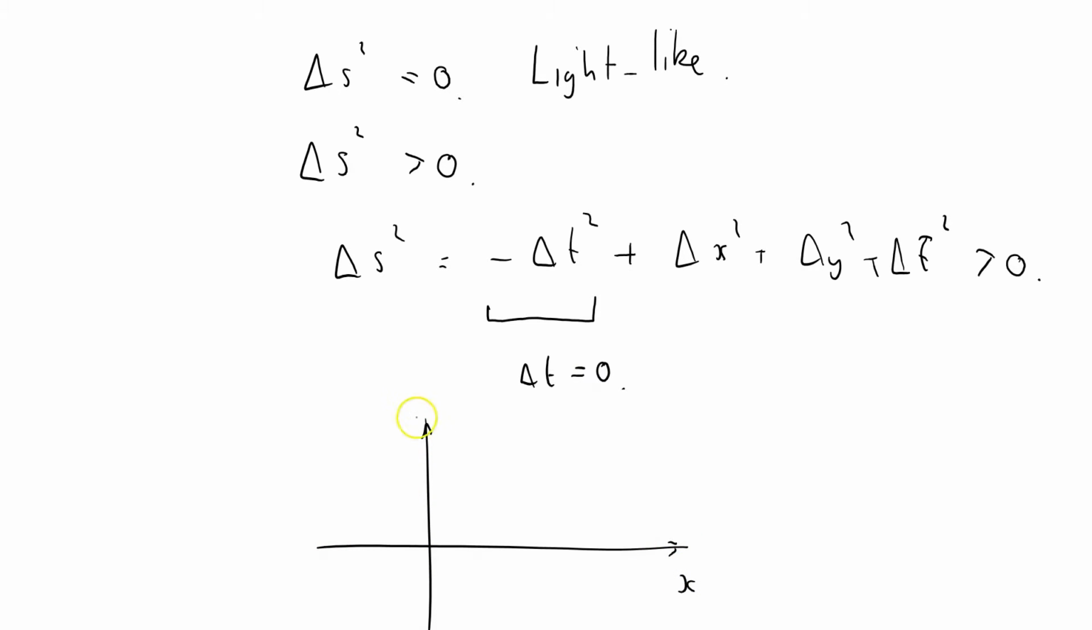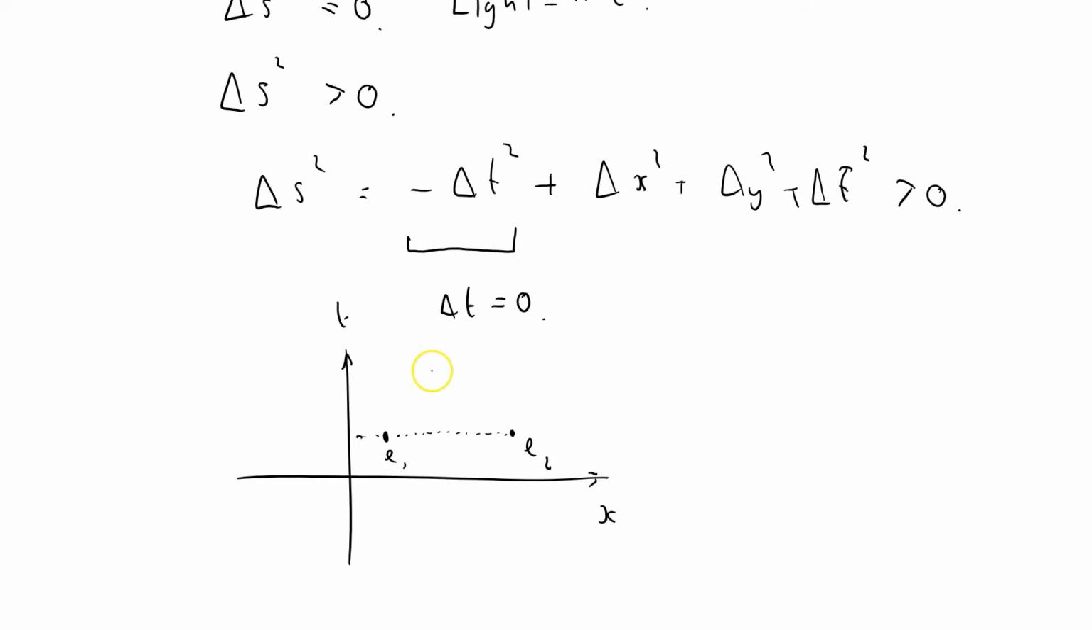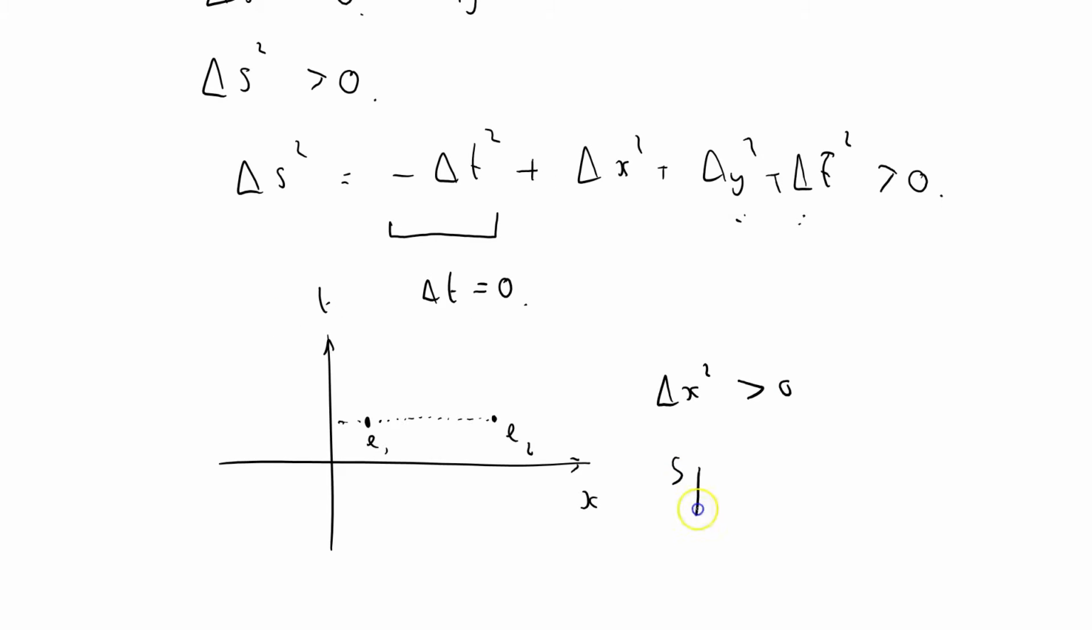I'm going to choose a coordinate system t. I'm given an event E1 and an event E2 which occur at the same time as measured by this particular observer here. And of course delta x squared is positive, and we've got other positive terms as well. And we call this a space-like interval. Space-like interval, defined by delta S squared being positive.